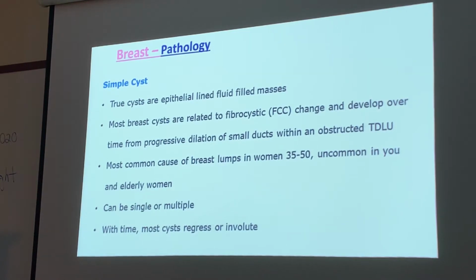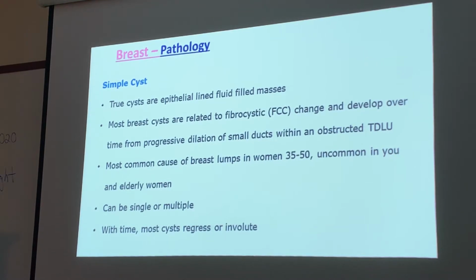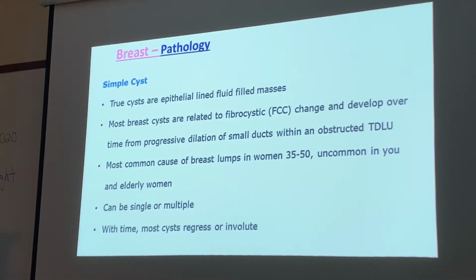Okay. Most breast cysts are related to fibrocystic changes (FCC) and develop over time from progressive dilation of small ducts within the obstructed TDLU, the terminal ductal lobular unit. The most common cause of breast lumps in women 35 to 50 is cysts, and they're uncommon in young and elderly women. Okay. Cysts can be single or multiple, and with time, most cysts regress and involute, or go away, pretty much.